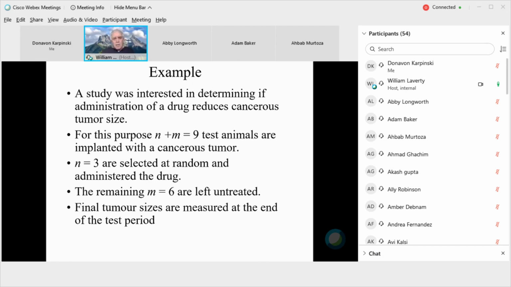Here's an example. We're interested in whether a drug reduces the size of a cancerous tumor. So we have 9 test animals. 3 of them are given the drug, 6 of them were left untreated. They were implanted with cancerous tumors. Then they were observed for a period of time, and the tumor size was measured after the test period.